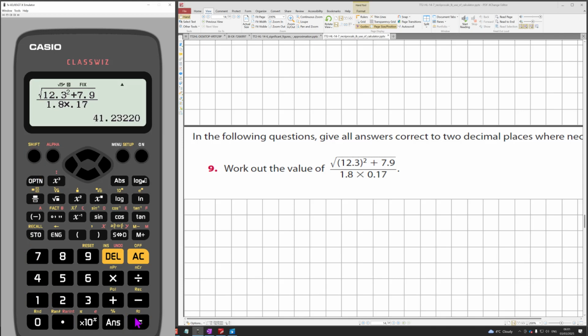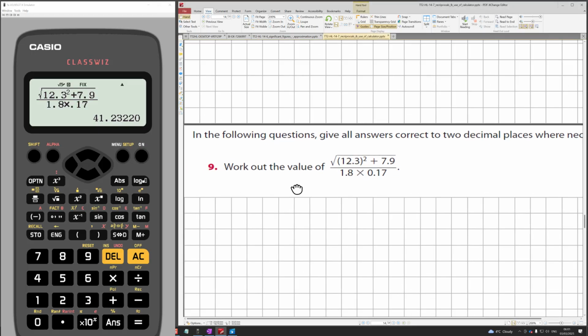Shift equals, get you a decimal, probably was going to get it anyway. You look up there to 2 decimal places, and we're going to 0.23. Okay.